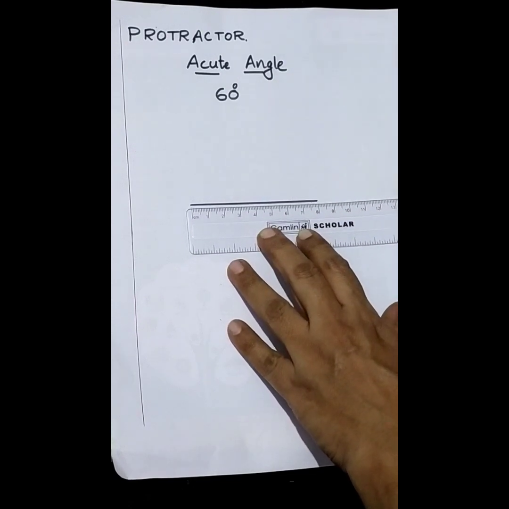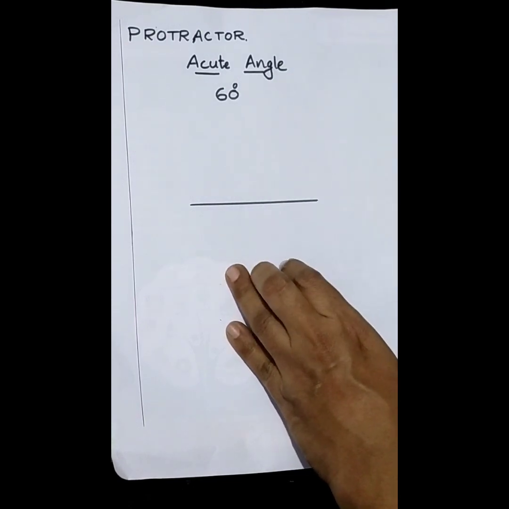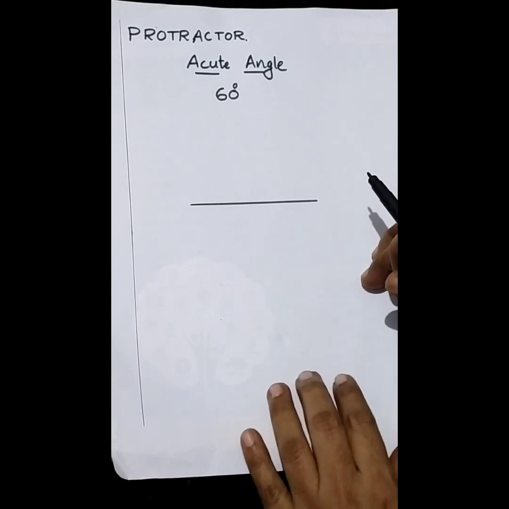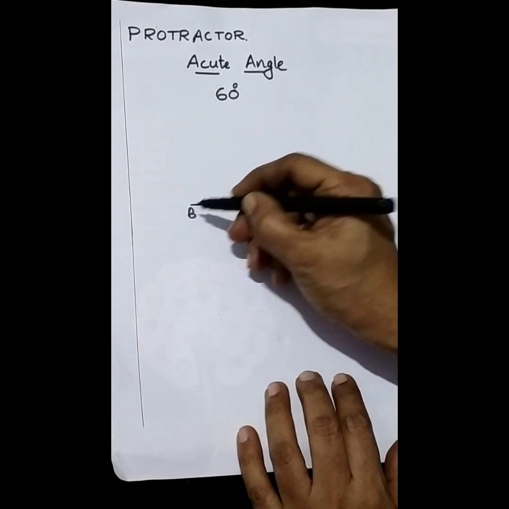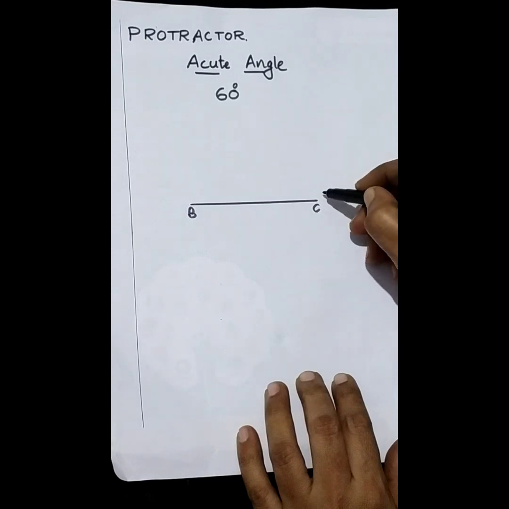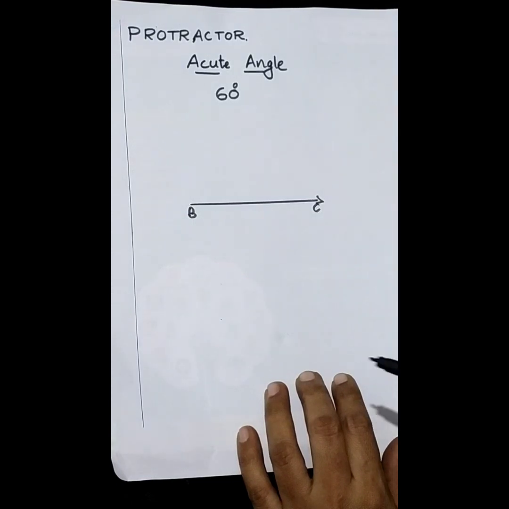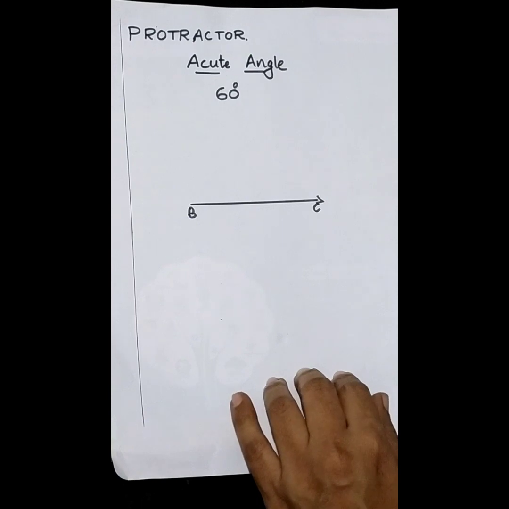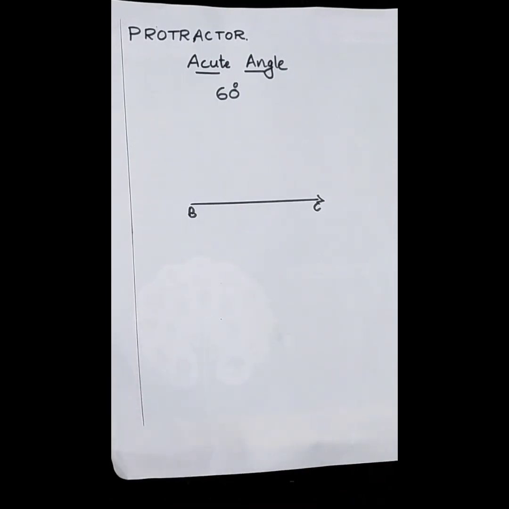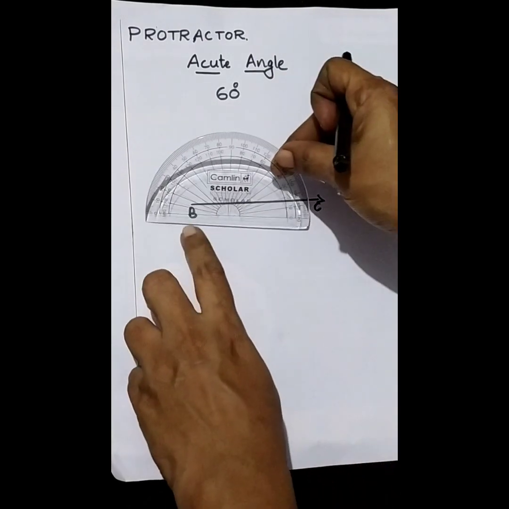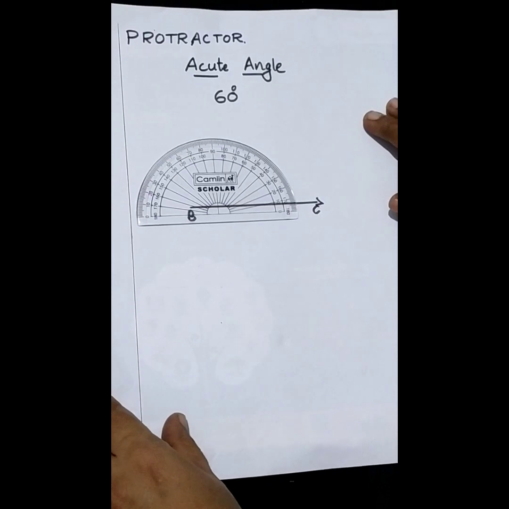We know the acute angles are angles measuring less than 90 degrees. Let us start with a 60-degree angle. First draw a ray and we call the ray BC. Let us mark a point at B. Draw an angle from this point. So we mark a point at B.